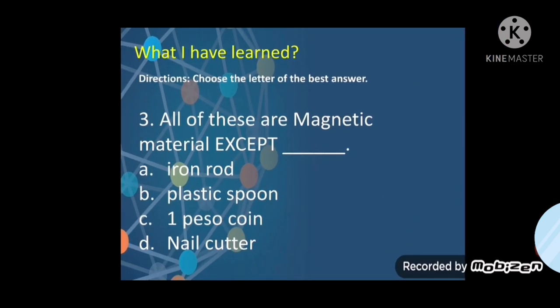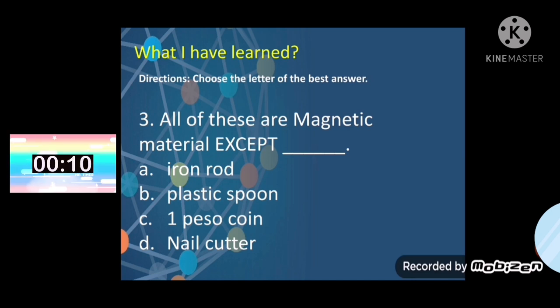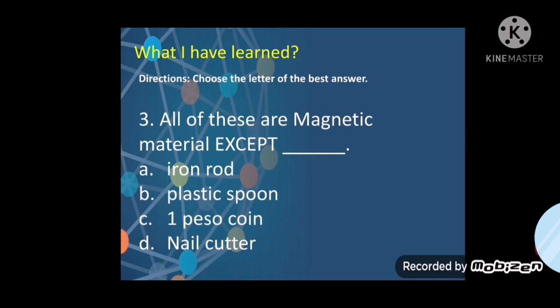Number three question. All of these are magnetic material except blank. A. Iron rod. B. Plastic spoon. C. 1 peso coin. Or D. Nail cutter. The correct answer is B. Plastic spoon.